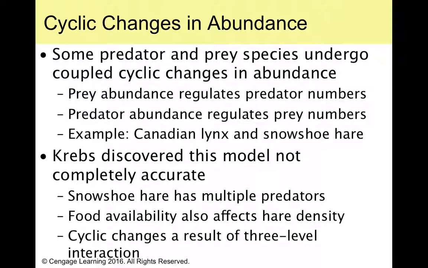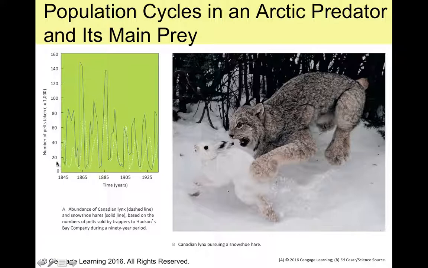So these cyclic changes really happen on multiple levels. How many rabbits do we have? How much food do they have? Is disease spreading? And what predators are eating them? It's much more complicated. But here are trapping records from the Hudson Bay pelts sold by trappers, and this goes back to 1845. So you've got to respect the amount of data they have. That's insane. That's like 100 years of data.